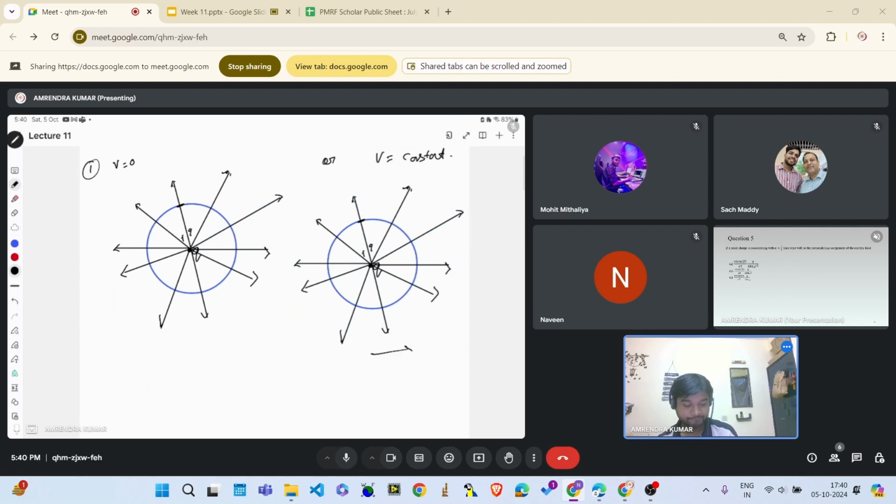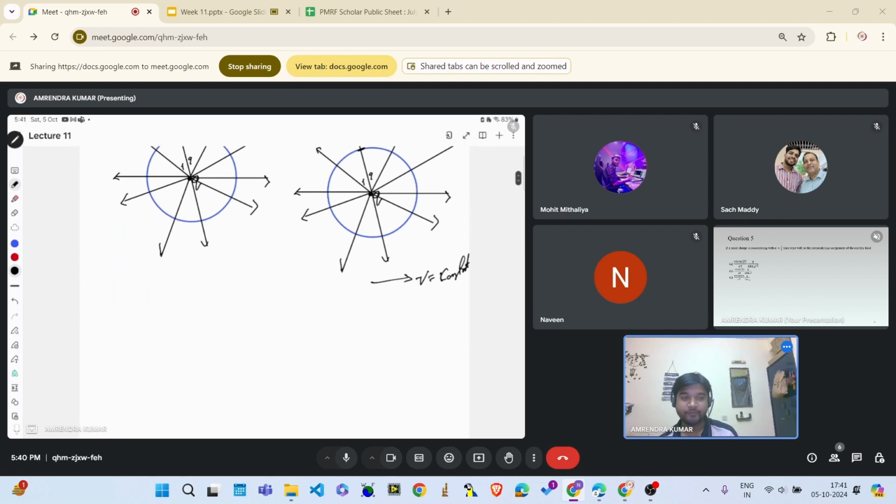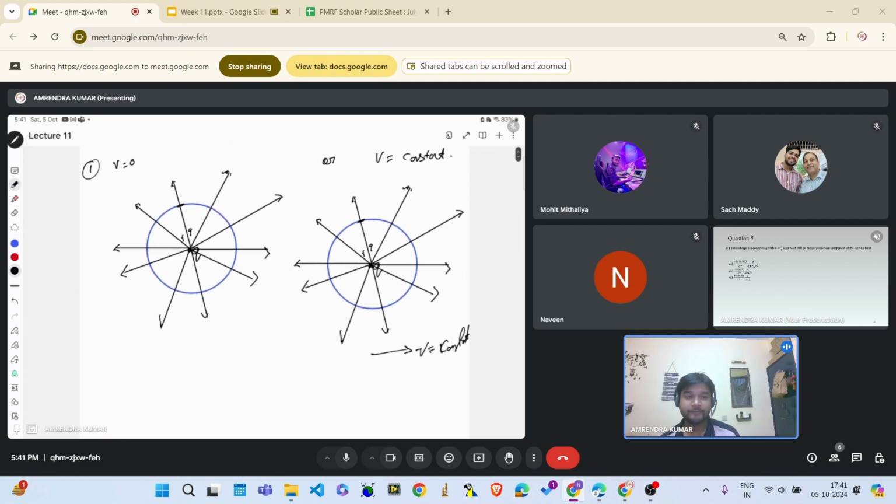Because in the rest frame of this charge, it is not accelerating with respect to anything. So it will not emit, because the field lines will be the same in its frame of reference. And also in our frame of reference, the field line will not change because it's not accelerating. So all the distributions of electric field will be the same in each direction.